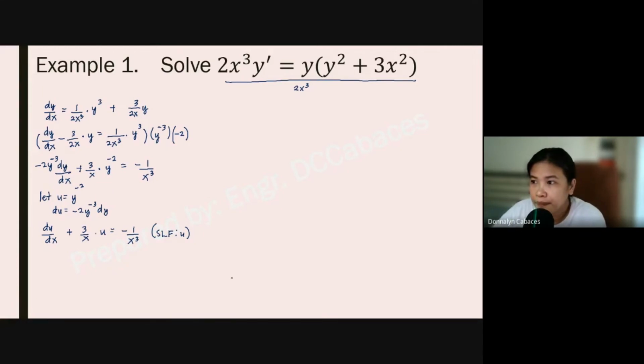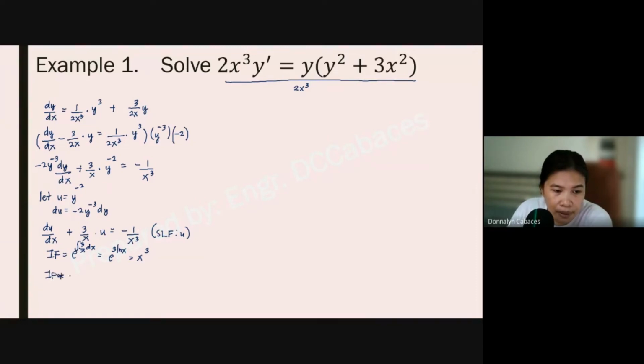Okay? Then, we find our IF. What is our integrating factor? That is e to the integral of 3 over x dx, or that is e to the 3 ln of x, or simply x cubed. So our IF times our linear variable, or SLF, times dx.